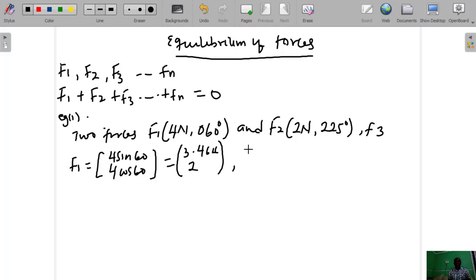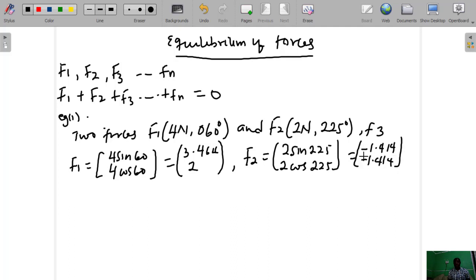Then we resolve F2, which is equal to 2 sine 225, 2 cos 225. So 2 sine 225 will give us minus 1.414. Then 2 cos 225 will give us the same thing, minus 1.414. So we have resolved the vectors.